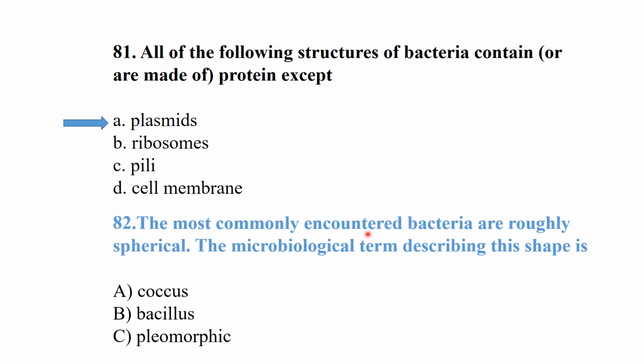The most commonly encountered bacteria are roughly spherical. The microbiological term describing this shape, this spherical, is the coccus. Coccus mainly means the spherical bacteria, round bacteria.